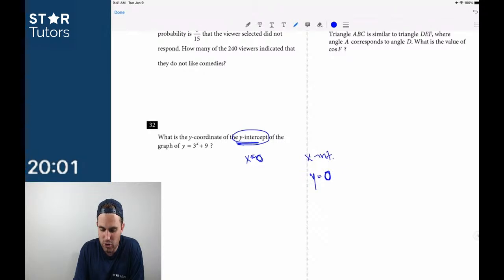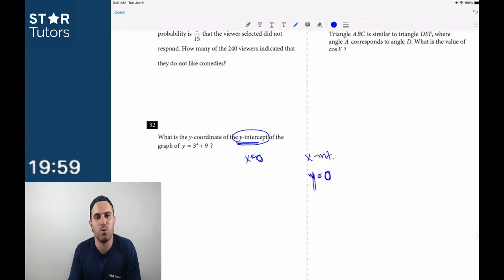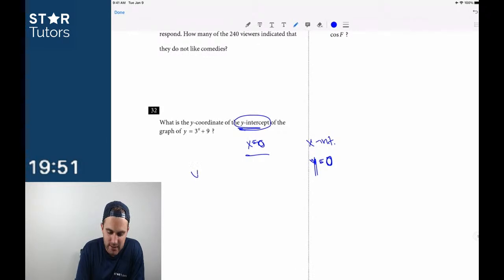I know that's so easy when we think about it now and when we're going through it as a review, but it's not as easy on a timed test. If you just think y-intercept, x equals 0, now I'm just plugging that in. Y is equal to 3 to the 0 power plus 9. Anything to the 0 power is just 1, so y is equal to 1 plus 9, which is 10.